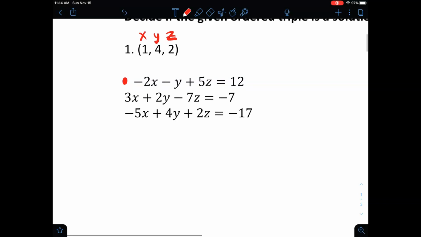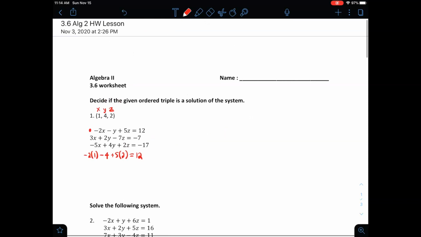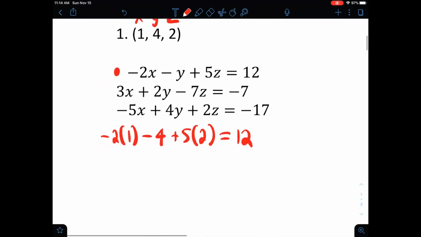So we have negative 2x minus y plus 5z equals 12. We're going to plug in 1 for x. I'm going to do negative 2 times 1 minus y, which is 4, plus 5 times z, which is 2, equals 12. All right, now we just have to simplify. What's negative 2 times 1? That is negative 2 minus 4 plus 5 times 2 is 10, equals 12.